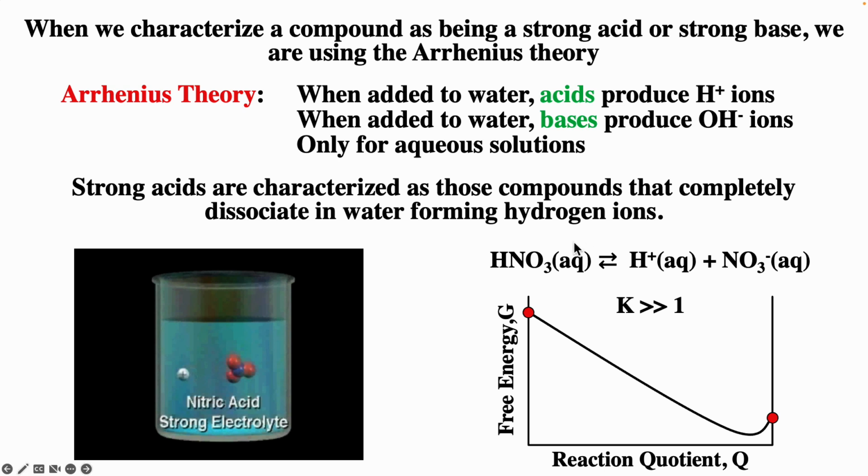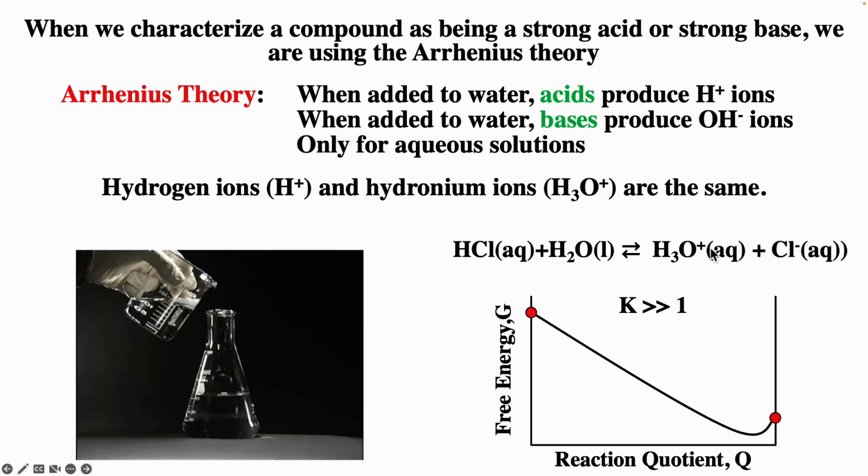Now we can write it as an acid breaking apart into hydrogen and nitrate ions. We can also write it as the acid plus water forming hydronium ion and the nitrate ion. And so the hydrogen ion and hydronium ion are the same thing. On average, a hydrogen ion in water is surrounded by 4 water molecules. And so the hydrogen ion and the hydronium ion are basically shorthand ways of writing hydrogen ion with 4 water molecules.